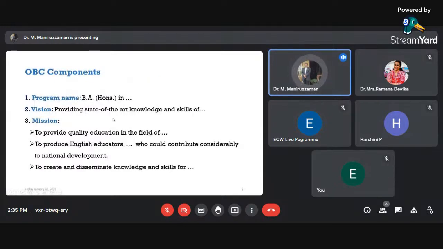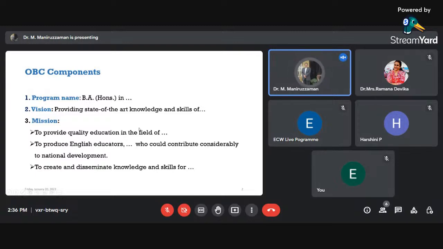Here you see the number one component. We should determine the title of the program. For example, BA Honors in English Language or Literature. It may be the title of a program. The second component is the vision. The vision is used for providing state-of-the-art knowledge and skills of something, for example. And based on the vision, we can have several missions or mission statements.